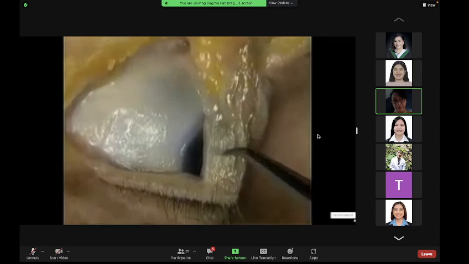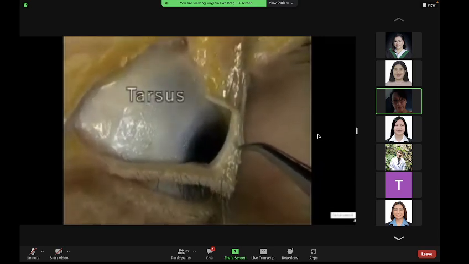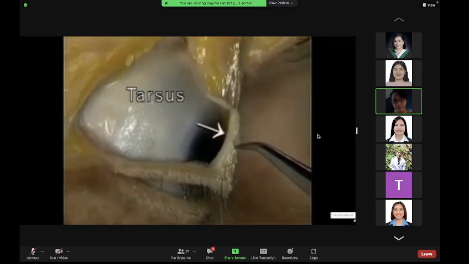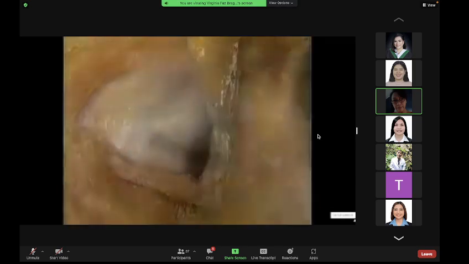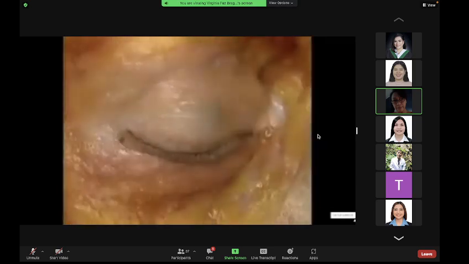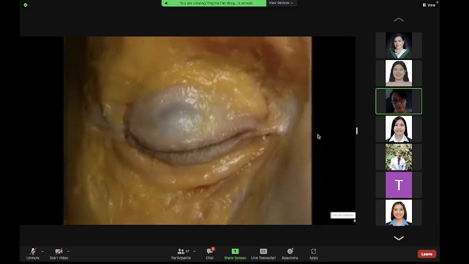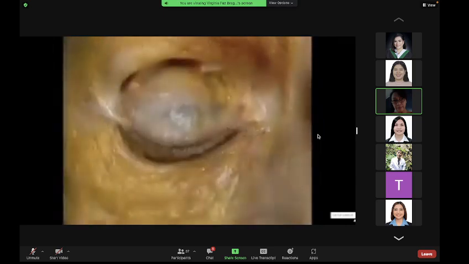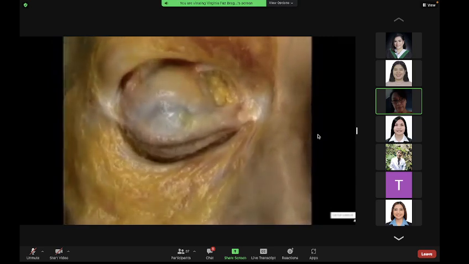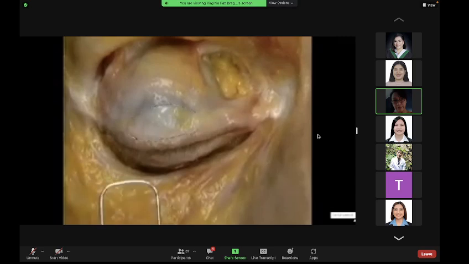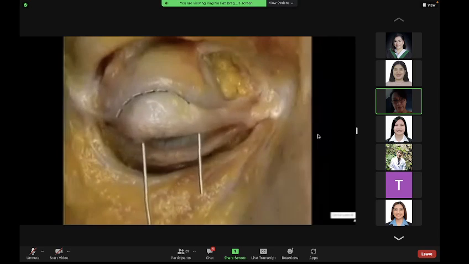Here beneath the orbicularis is the structure that gives the eyelid its shape, the tarsus. It extends from here to the lid margin. To see the tarsus from in front, we'll remove the orbicularis muscle and then the orbital septum. We have also removed much of the orbital fat. The tarsus is here. If we put something underneath it, we can see its upper border.